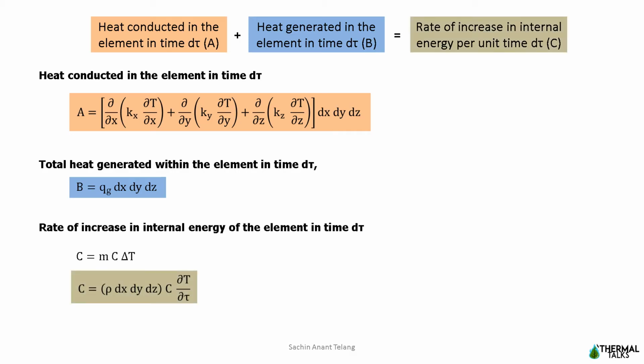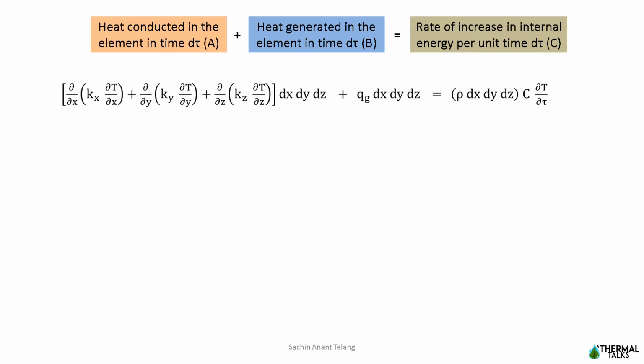And now the third part is the rate of increase in internal energy per unit time, which we can write as mass into specific heat into temperature difference. Now we can write mass as density into volume, dx dy dz. Now we have formulated the equations for heat conducted, heat generated within the element, and rate of increase in internal energy. Let us add all these three equations.